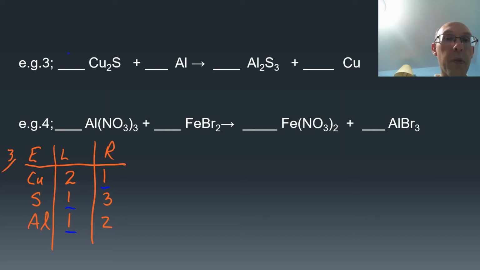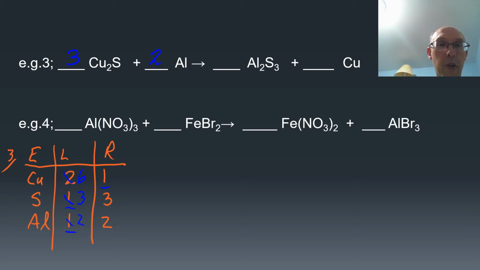If I put a 3 in front of the Cu2S, good news, sulfur goes to 3, but copper goes to 6. Good thing I didn't fix it already. So sulfur is now good. I'm going to deal with the aluminum on the left as well. If I put a 2 in front of the Al, that means the left-hand side now has 2, so the aluminum and the sulfur are now balanced.